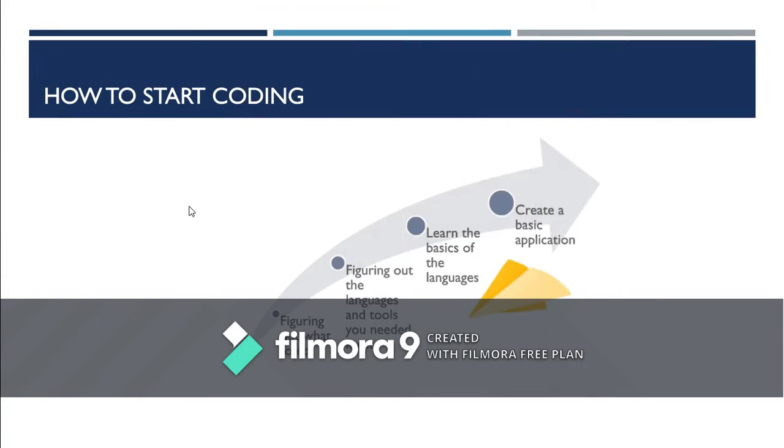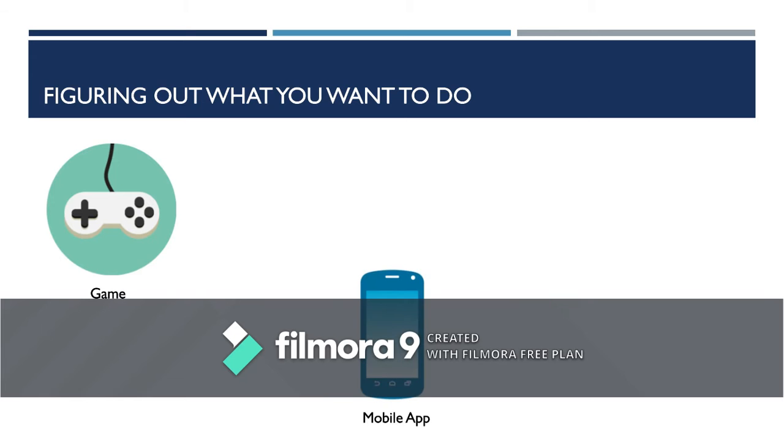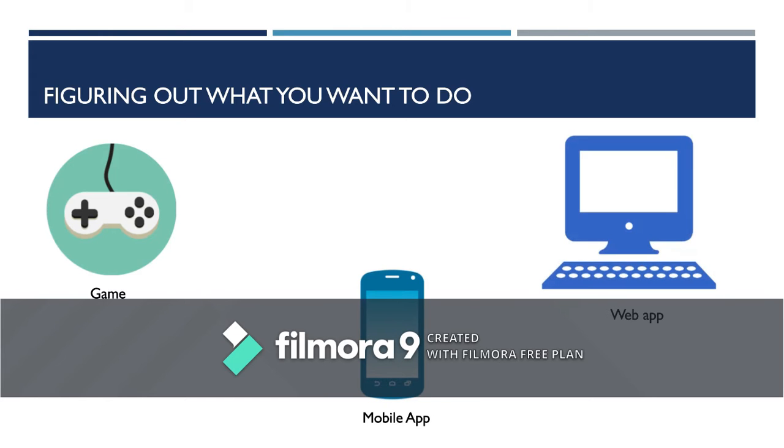How to start coding? Basically, figuring out what to do, then figuring out the languages and tools you need for it, learning the basics of the languages, and creating a basic application. So let's start. First, figuring out what you can do. You can make a game, a mobile app, or a web app.